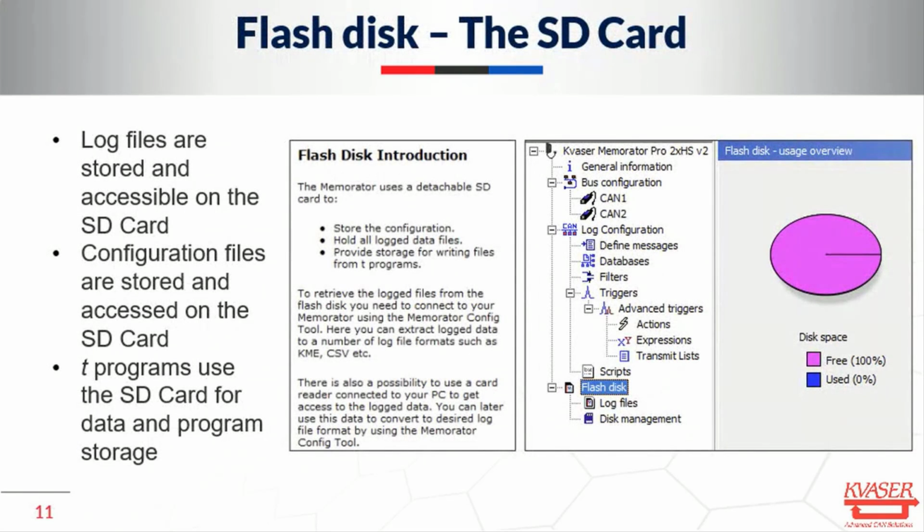So once you get to the flash disk, the SD card, the lower menu there, flash disk management, you use this to extract your data log once you've captured your log data. So you have a couple options under there. You have log files and you have disk management. You can select under flash disk. It'll show you what's free and what's used on your SD card.